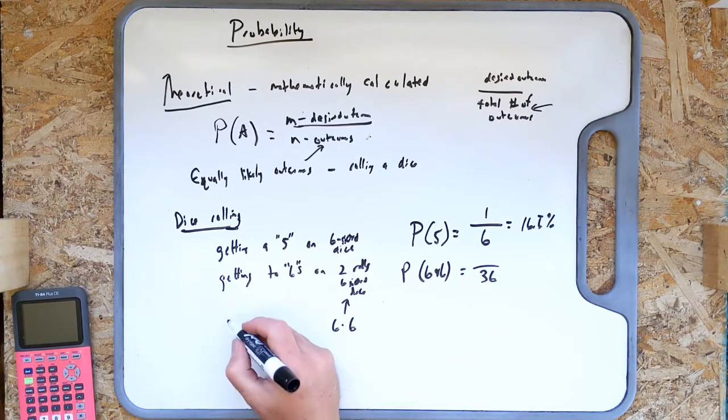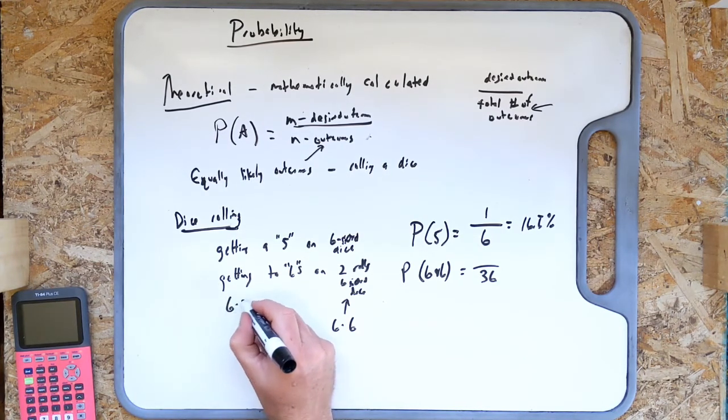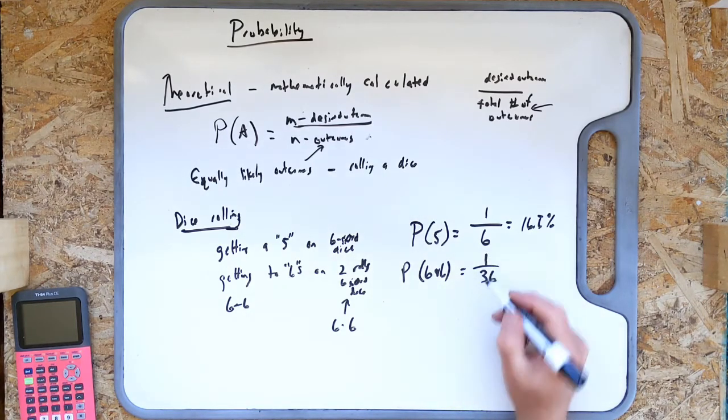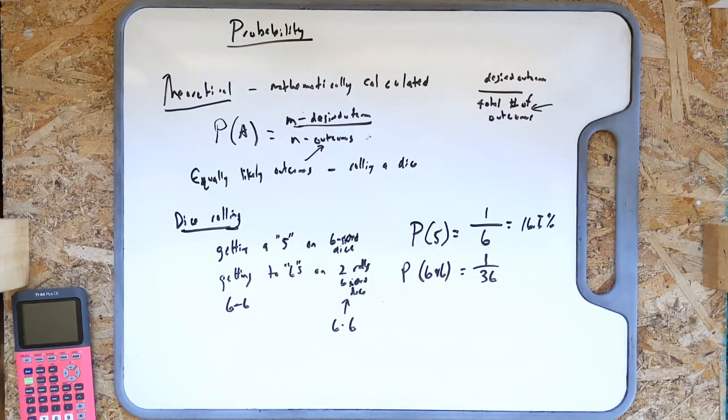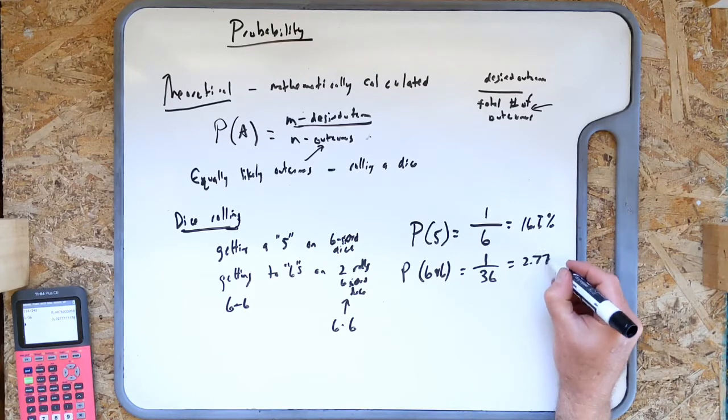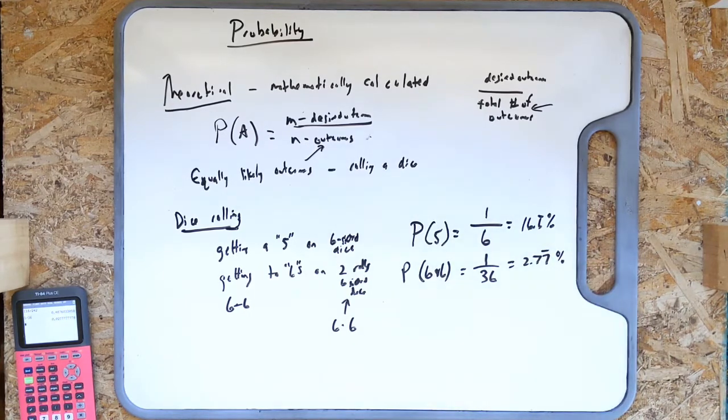And how can you get 2 6s? Well, the only way to get 2 6s out of all these outcomes is just to get 6 and then 6. There's only one way to do it. So the probability of getting 2 6s in a row is 1/36, a very small percentage. And I'll write that as a percentage as well. It's 2.77 repeated percent chance. Very small.